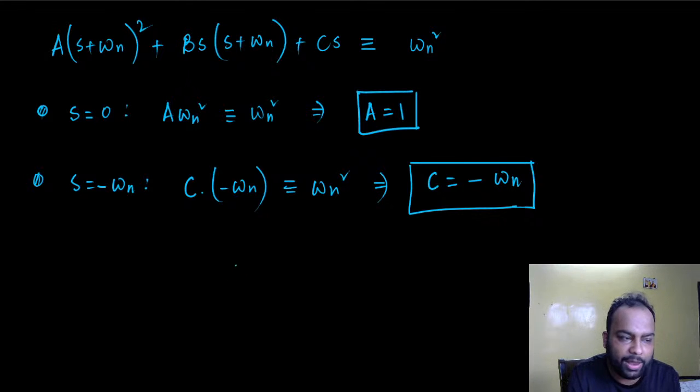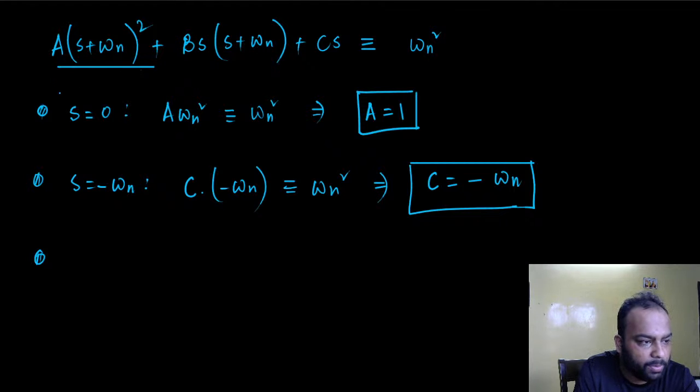Now we have to find the value of b, and we are going to do that by comparing the coefficients of s square on both sides. Here what is the coefficient of s square? That would be a. Here what is the coefficient of s square? That would be b. So the total coefficient of s square, if we expand this, is going to be a plus b. a is the coefficient of s square contributed by this factor, and b is contributed by this, and that has to be identical to the coefficient of s square on the right hand side. But what is the coefficient of s square on the right hand side? That's 0. So a plus b has to be equal to 0.